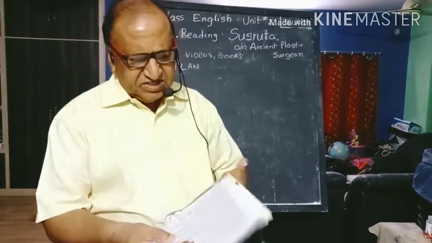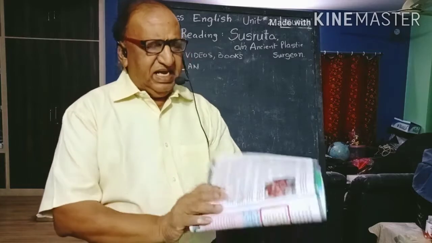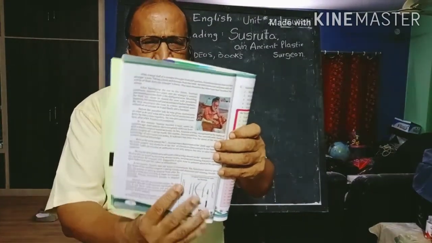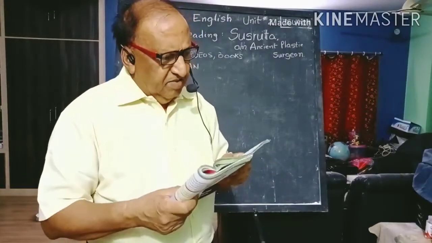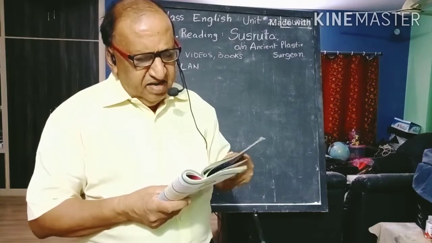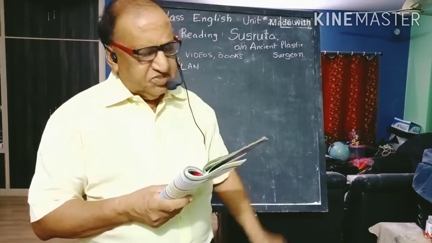Now look at page 38. Like I mentioned earlier, you can see Susruta and the weapons that he used. Okay? Alright. It's a large leaf of creeper brought from the garden. He measured the size of the stranger's nose.